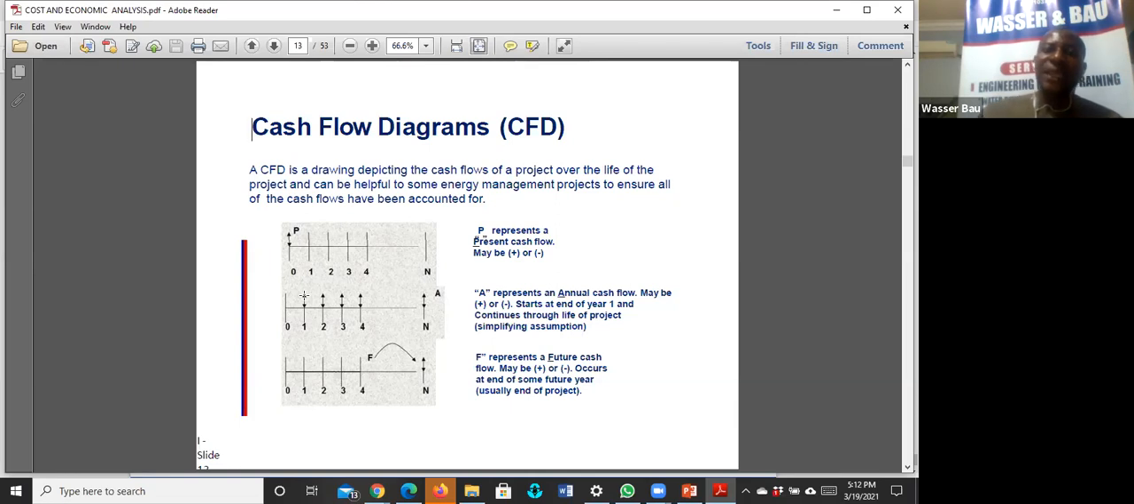So P represents a present cash flow. It may be positive, it may be negative. A represents an annual cash flow, may be positive, may be negative. It starts at the end of year one and continues throughout the life of a project. F represents a future cash flow, may be positive also, may be negative. It occurs at the end of some future year.